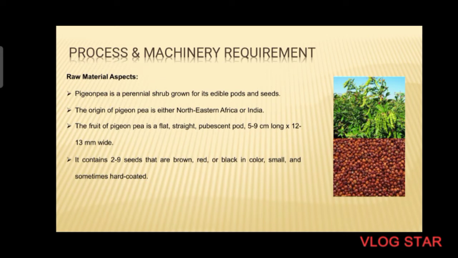Raw material. Pigeon pea is a perennial shrub grown for its edible pods and seeds. The origin of pigeon pea is either northeastern Africa or India. The fruit of pigeon pea is a flat, straight, pubescent pod, 5 to 9 centimeter long and 12 to 13 millimeter wide. It contains 2 to 9 seeds that are brown, red, or black in color, small and sometimes hard coated.